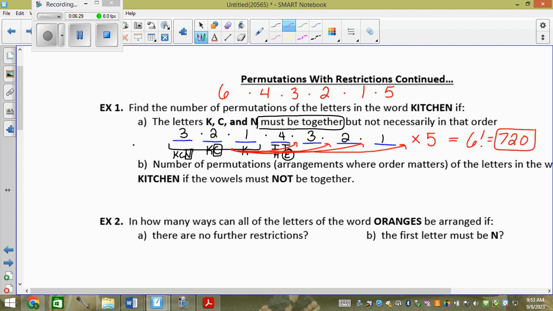Or could you just go 3 times 2 times 1 times 4 times 3 times 2 times 1 times 5? Absolutely. I'm showing you this because sometimes that's what they'll give as the answer, is 6 factorial. Okay?